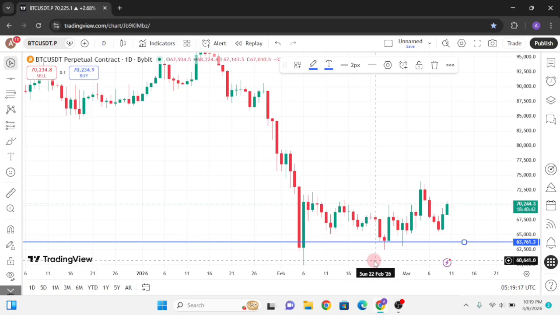Why does support form at a specific line? Because price has memory. Traders remember significant price levels. When the price returns to a level where buyers previously stepped in strongly, many of these same buyers, or new ones, step in again, expecting the same bounce. This collective behavior creates the support level, as you are seeing.